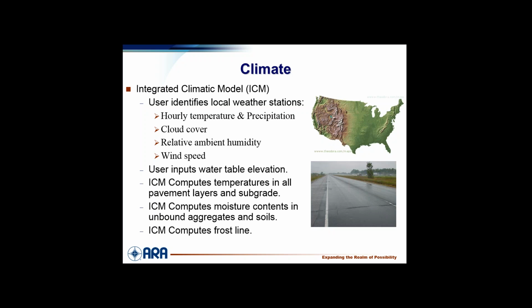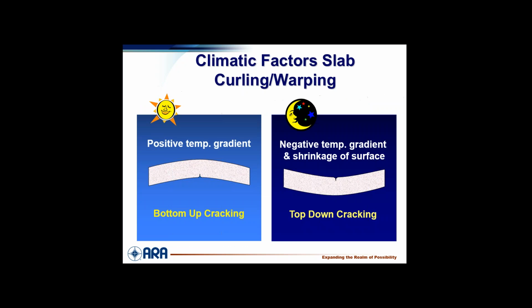frost line, all these things are really important, and these all contribute then to what will be the moduli of the layers, or the gradients, whether it's asphalt or concrete, affects that dramatically, especially if it's unbound, any kind of unbound materials. So this was a huge component of this new design procedure. As I mentioned, with concrete, instead of the modulus, you have the thermal gradients that cause curling and warping.